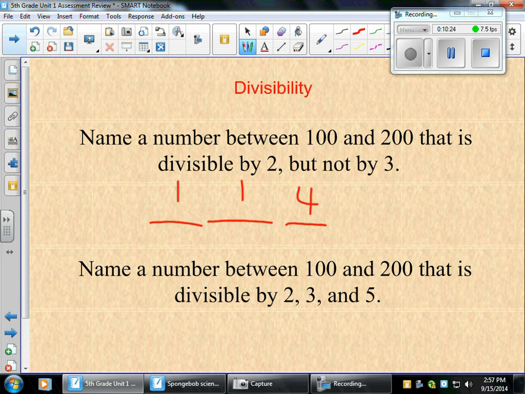Can 3 go into 6? 3 goes into 6 twice. So that means this number is divisible by 3. It can't be divisible by 3. So I'm going to put a 0 here. 1 plus 0 plus 4 equals 5, so 3 can't go into that number. 104 works there.